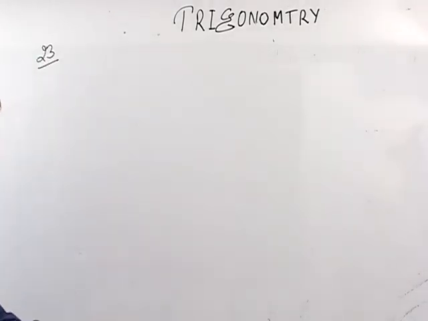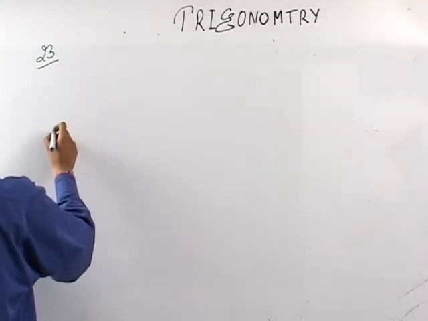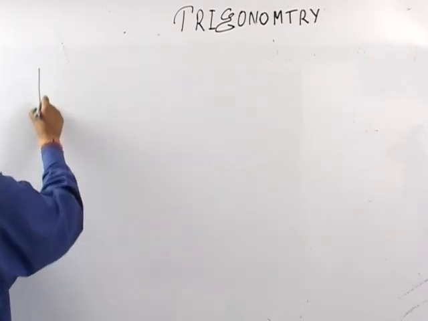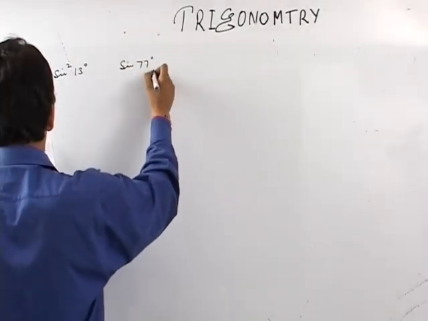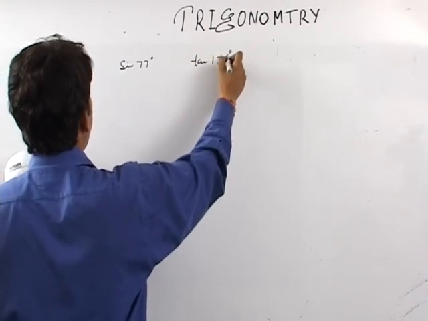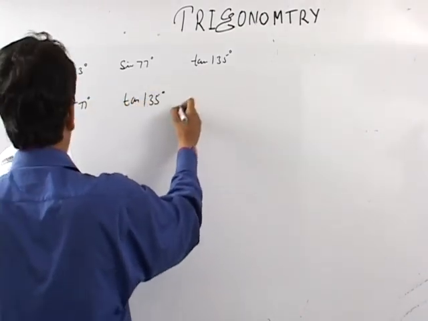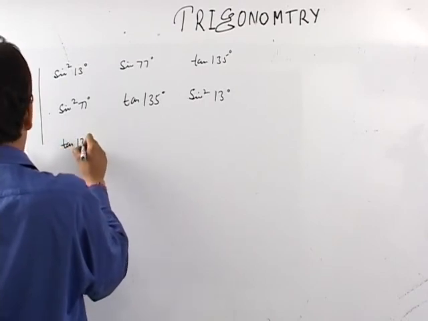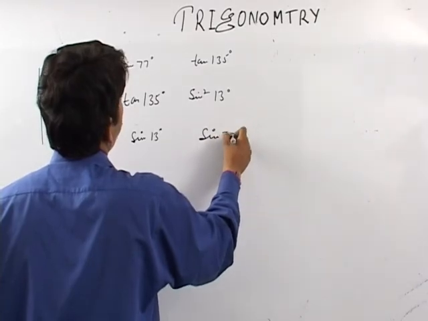Now, next question is: you have to find the value of the determinant with rows sin square 13 degree, sin square 77 degree, tan of 135 degree; sin square 77 degree, tan of 135 degree, sin square 13 degree; tan of 135 degree, sin square 13 degree, and sin square 77 degree.